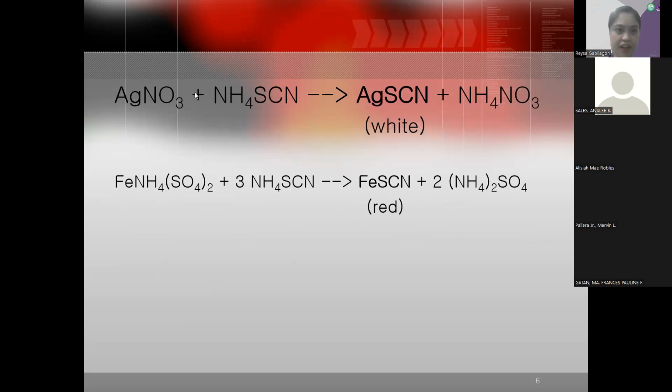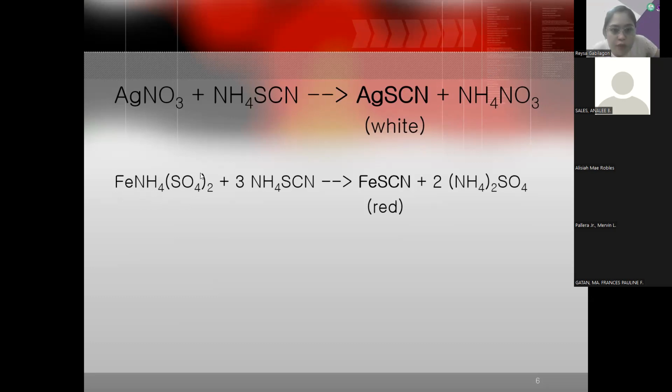You have here the silver nitrate. Again, silver nitrate is either the sample, or actually this one is another titrant. So this is titrant number one. If you're going to do indirect or residual titration, it will react with another standard titrant, which is the ammonium thiocyanate, and then it will form a white precipitate called silver thiocyanate plus the ammonium nitrate. So this one is a white precipitate.